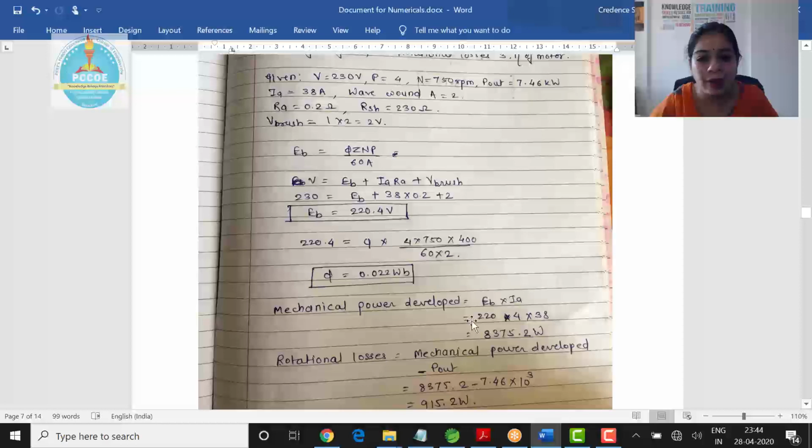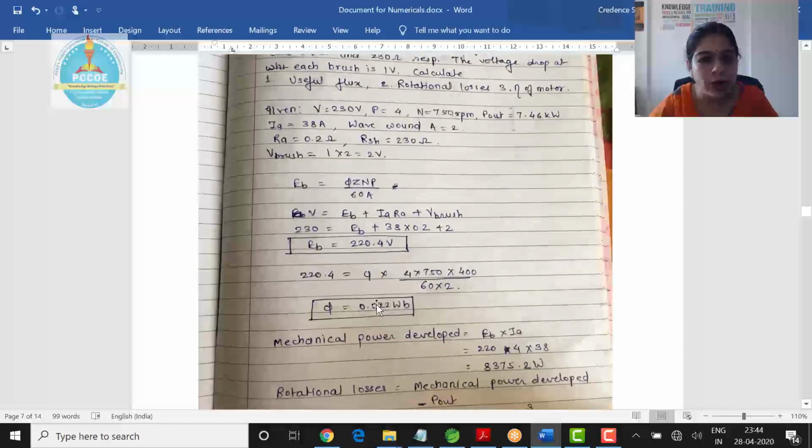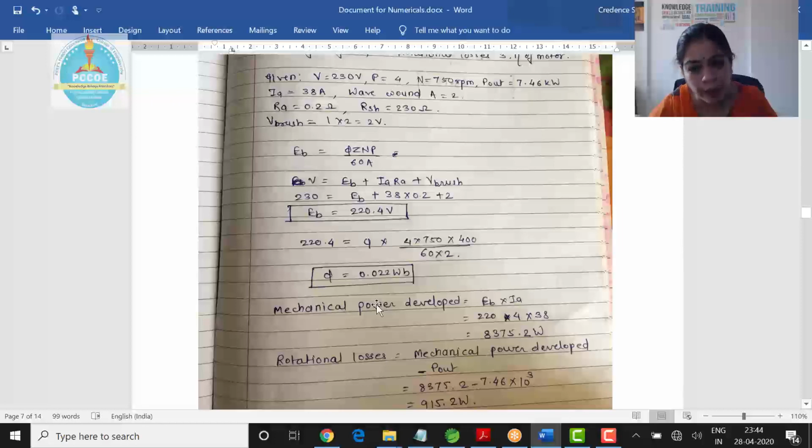Now mechanical power developed. Rotational losses come under the mechanical power loss. So what is the mechanical power developed? EB into I, the actual power that gets converted into mechanical. So EB is what? 220.4, into I, which is 38. So that is the actual power developed.